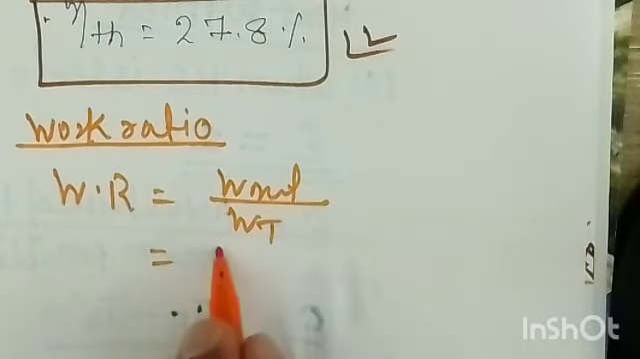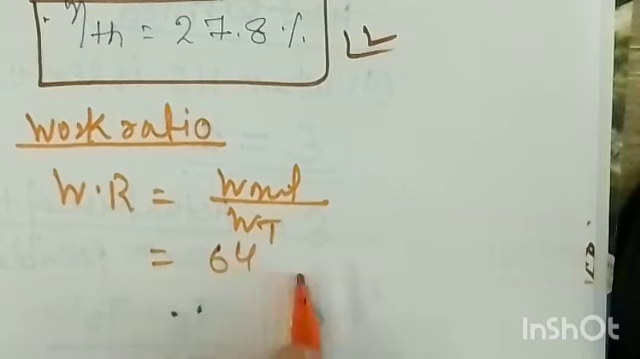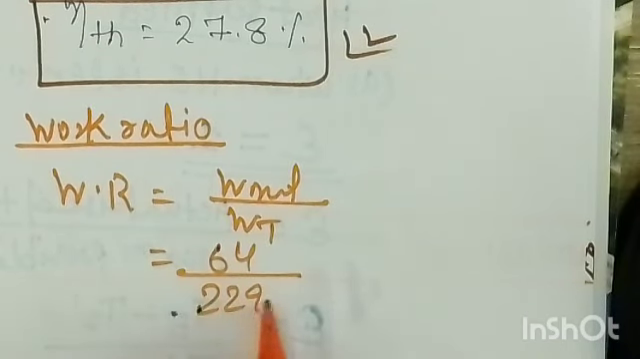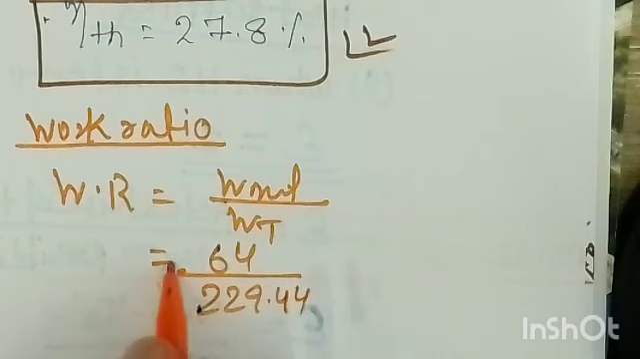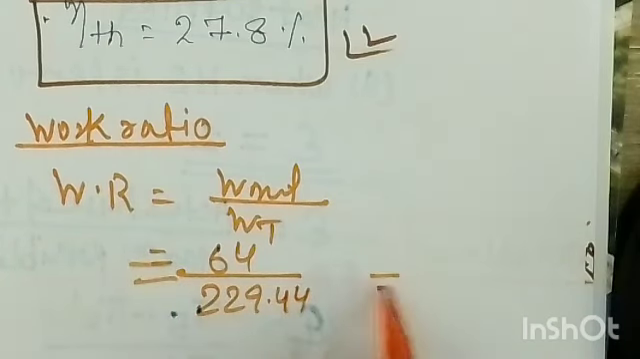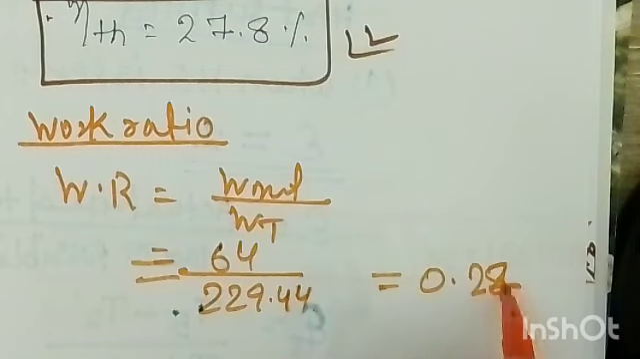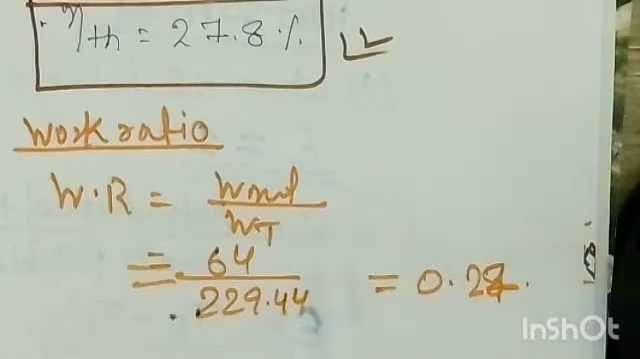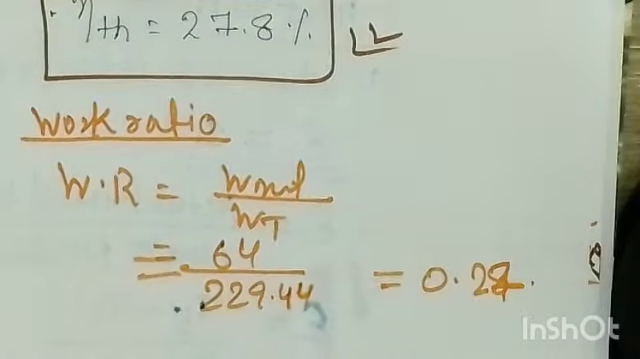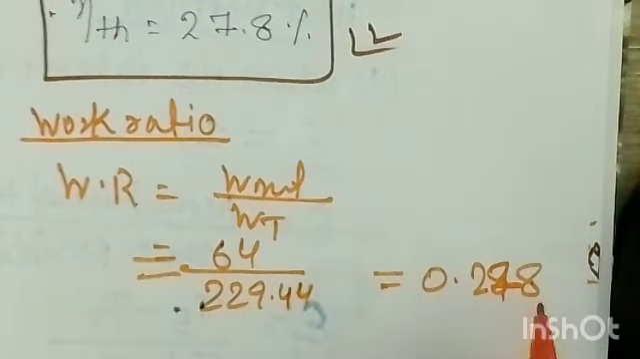So W_net you got, which is 64, and this is 229.44, that is equal here, right? So the work ratio will be 0.278, the same, yes.